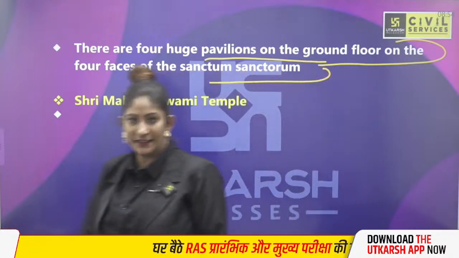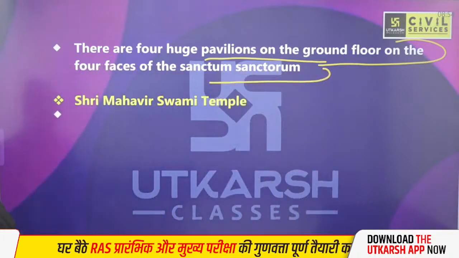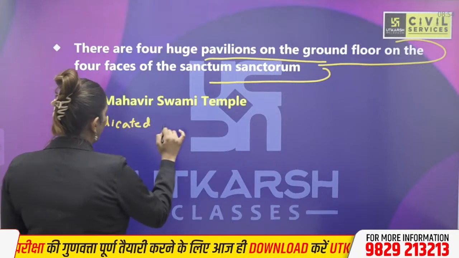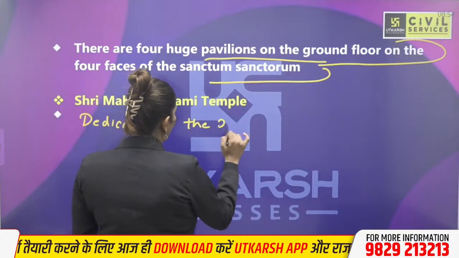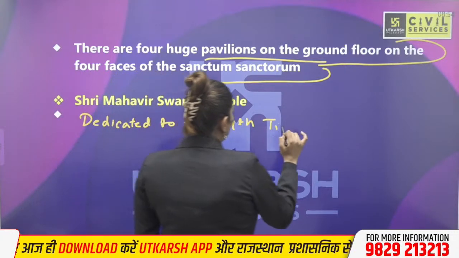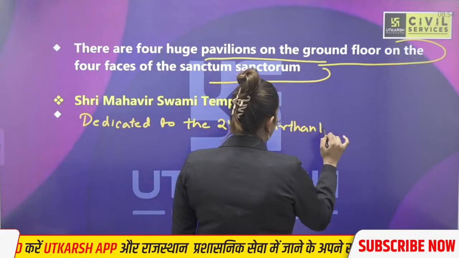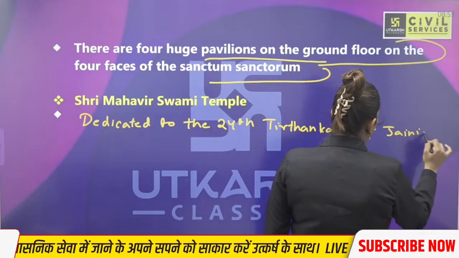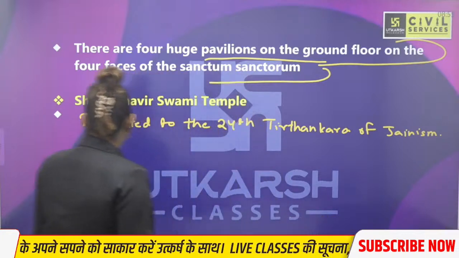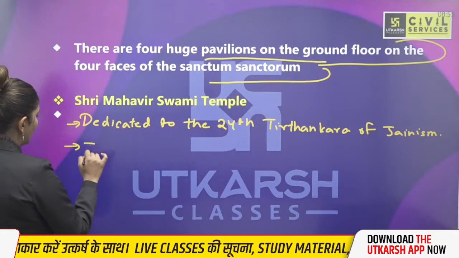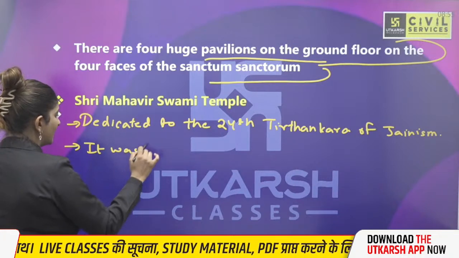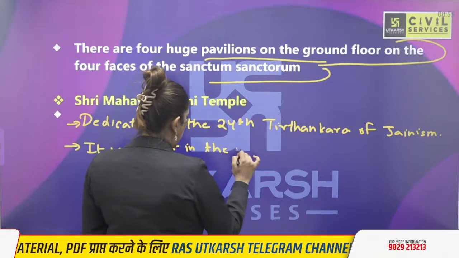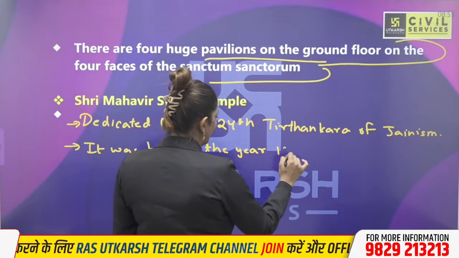Now, Shri Mahavir temple. Shri Mahavir temple is dedicated to the 24th Tirthankara of Jainism, Lord Mahavir, of course, and it was built in the year 1582.